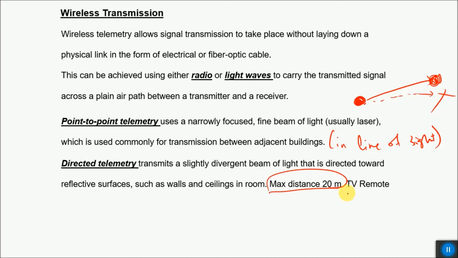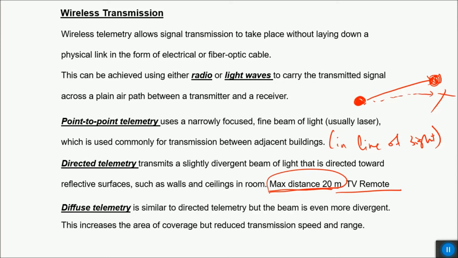And the most common example is TV remote control. You would have noticed that even if your remote control is not directly aligned with the receiver of your TV, the channel and the volume can still be controlled. So if it is a bit away from the TV, directed at a slightly different angle, the communication is still there. But this distance limitation makes it useless for long distance communications.